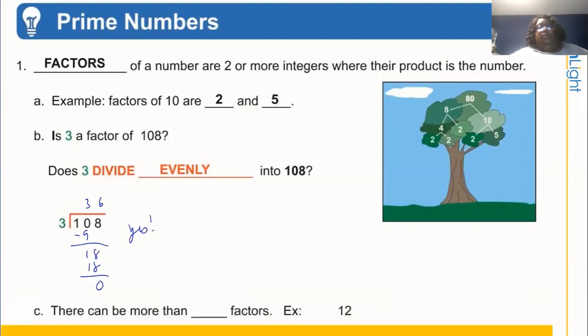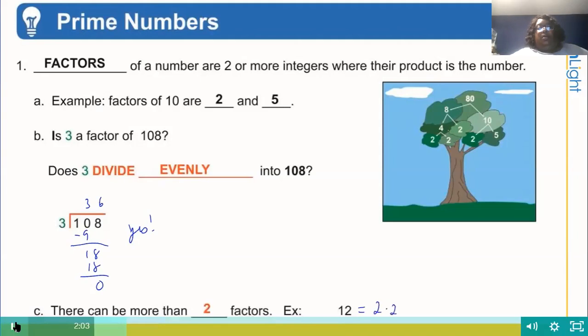C, there can be more than 2 factors. So keep that in mind. Sometimes students get locked in to think that there's only 2 factors for any given number. Well, there can be more than 2. A simple example here is the number 12. If we wanted to, we could factor 12 into 2 times 2 times 3. Okay, so right here, I know you're thinking, Ms. Wilson, the factors of 12 are 1 and 12, because 1 times 12 is 12, and also 4 times 3, because 4 times 3 is 12.